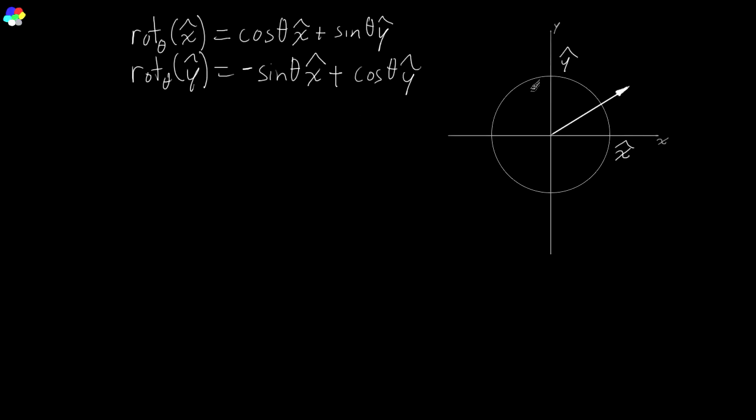And we want to rotate it by theta radians, by an angle of theta, to get our new vector, whatever. So how do we do that? Well, let me tell you how you do that.